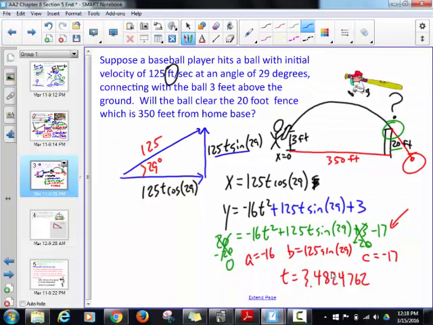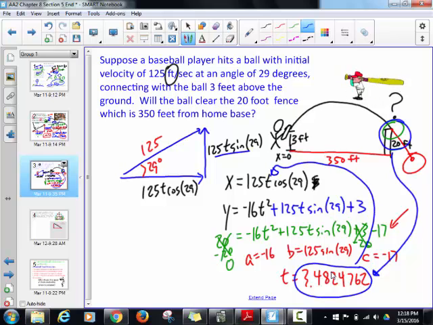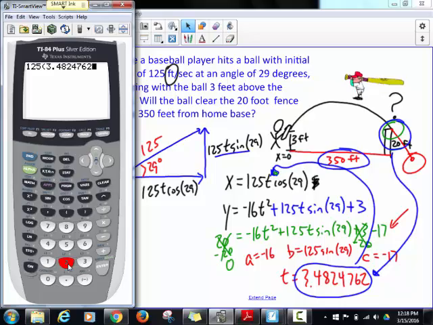So remember, that's when the ball is 20 feet in the air. It's 3.4824762. And then what do we need to do? We need to plug that into the time of our horizontal component, our horizontal parameter, and figure out if it's going to be bigger than 350 feet. Because if it is, then I know it'll clear it. So that's what I'm going to do. And I'm going to use that entire time. I'm not going to round it at all because I want to be exact.